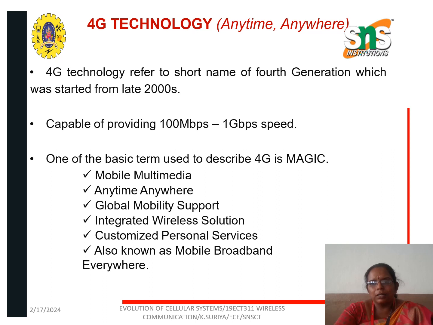So you can say that in the 4G technology, you can use it everywhere. So it's also known as anytime, anywhere. 4G technology started from the late 2000s, and the speed was up to 1 Gbps. It is basically known as MAGIC, where M stands for mobile multimedia, A stands for anytime, anywhere, G stands for global mobility support, I stands for integrated wireless solution, and C stands for customized personal services. So it's also known as mobile broadband everywhere. So 4G is a MAGIC.